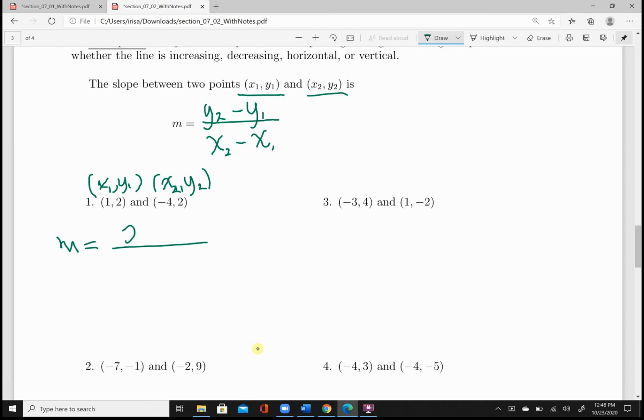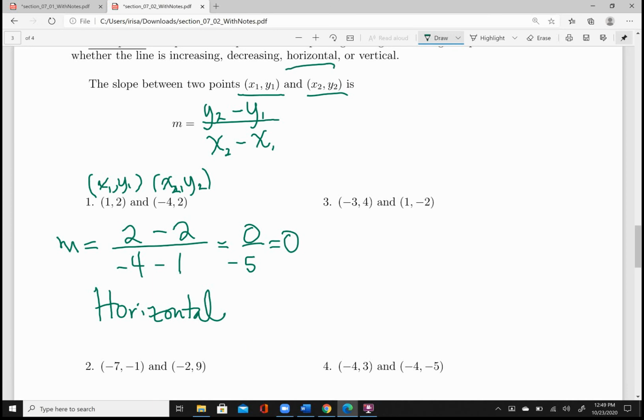So y2 here is going to be a 2 minus y1, which is also a 2. Hello. What's going to happen in this numerator? It's going to 0 out. But wait, let's go ahead and put the rest of the story together. -4 minus 1. So yeah, that's going to give you a 0 over, well, it doesn't really matter, -5, which is just a 0. Any line with a 0 slope is horizontal. Okay, so there's your horizontal example. Notice that we have 4 different types of lines and we have 4 different examples. Spoiler alert, you're going to see one of each. So that was the horizontal line.